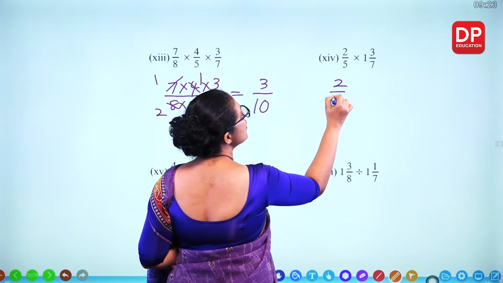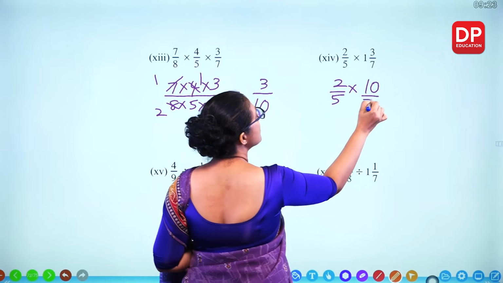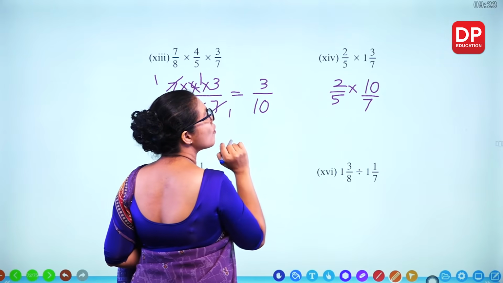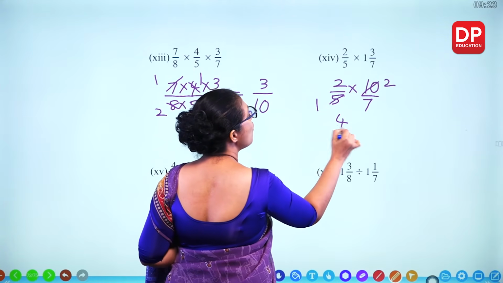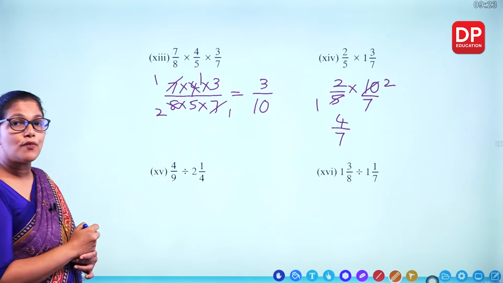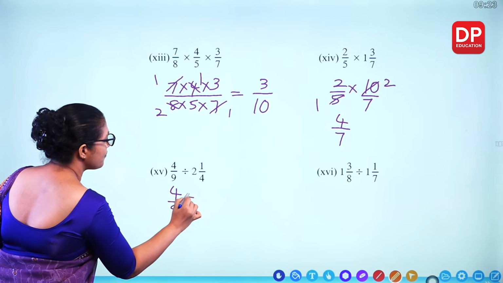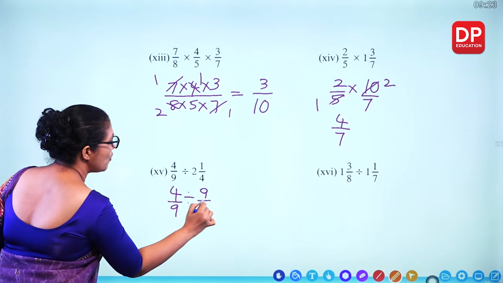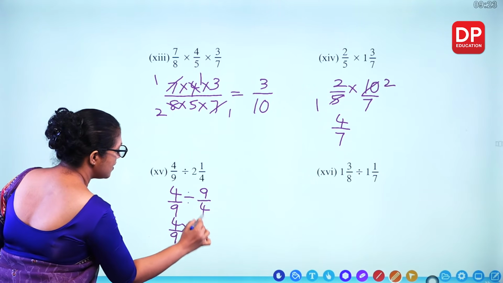This one convert to improper fraction first. 10 over 7. Now see common factors 5 and 2. So you get 4 over 7. This one convert to improper fraction first. 8 plus 1, 9 over 4. Now you can multiply by its reciprocal.